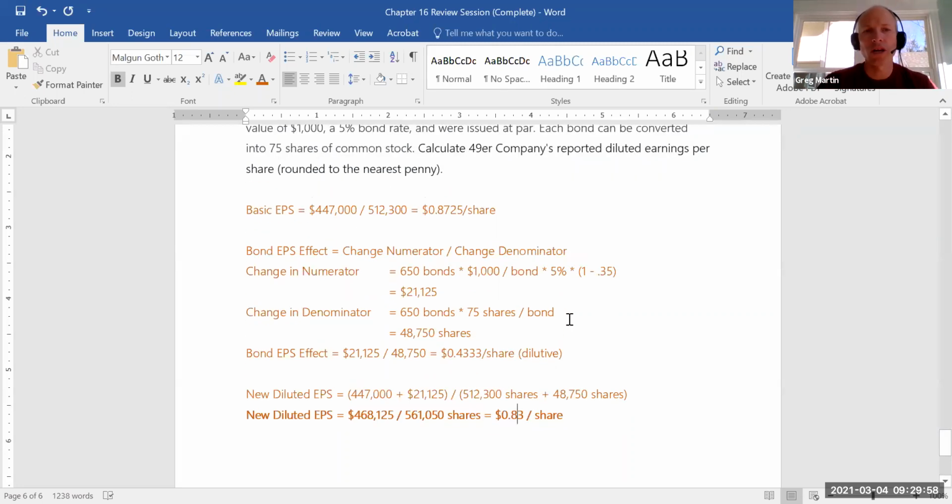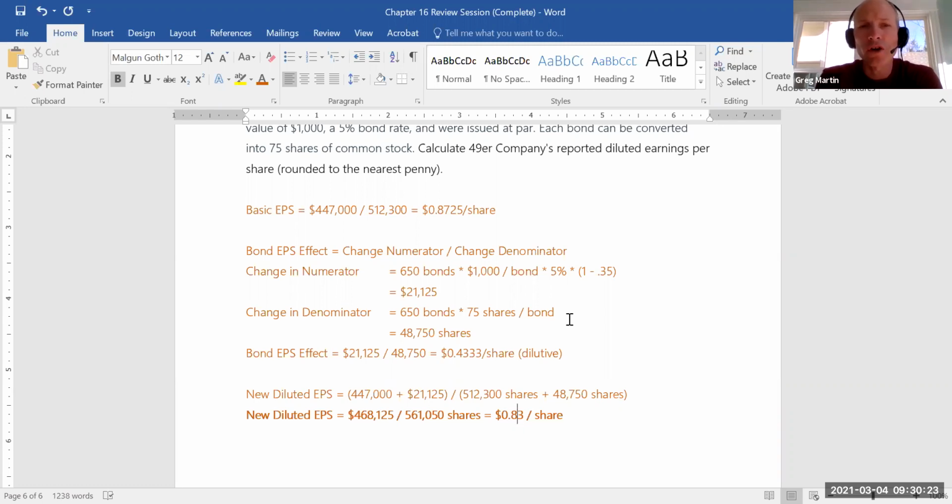So any questions on how to handle convertible bonds? Again, calculate basic EPS, calculate the bond EPS effect, figure out if it's dilutive. If it is, include it. If it's not, you ignore it. All three. Oh, stock options, bond conversion, preferred stock conversion.